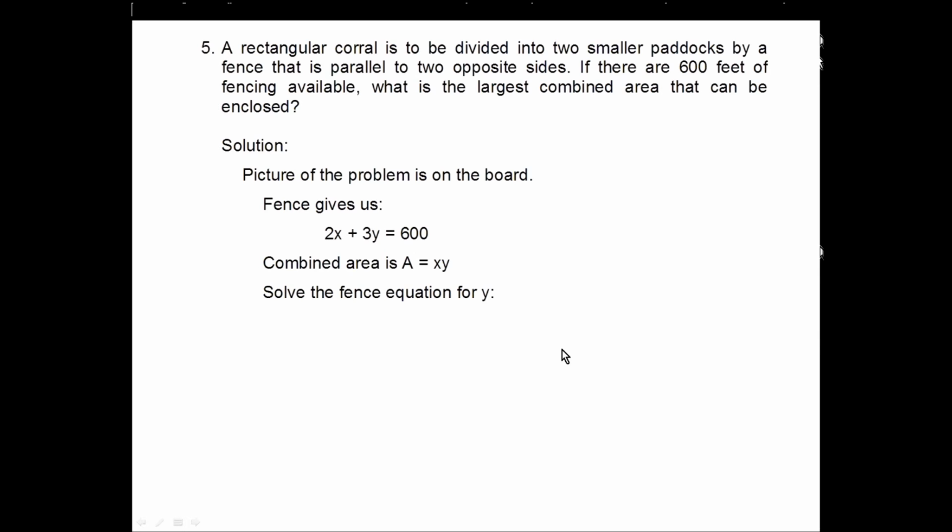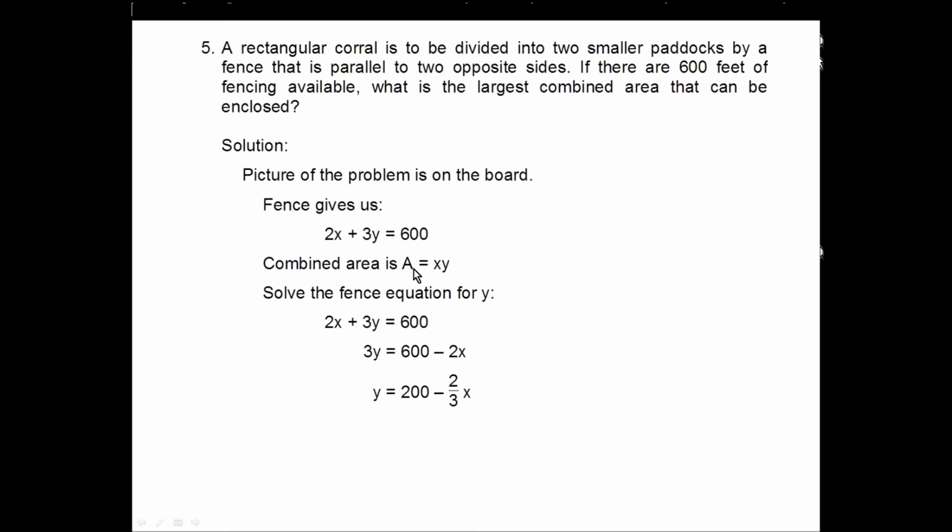I'm going to solve the fence equation for y. That way I can replace this y with something about x. So starting off with 2x plus 3y equals 600. Okay, subtract 2x. Divide by 3. So y is 200 minus 2/3 x. If you're saying, I don't like the fraction, should I have solved it for x instead? You would still have a fraction. There was no way to avoid the fraction.